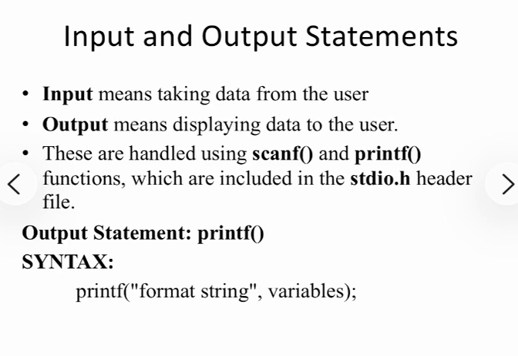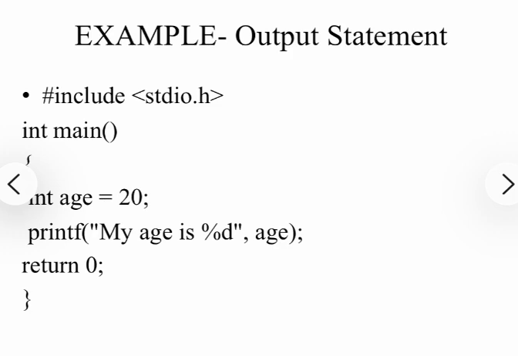And the output syntax: there is printf, a format string and a variable. The format string is where we use things like %d, %s, etc. These are the format specifiers. And here we have given an example for our output statement. First we include the header files and the main function. In the main function we give the data type and the variable name equal to 20.